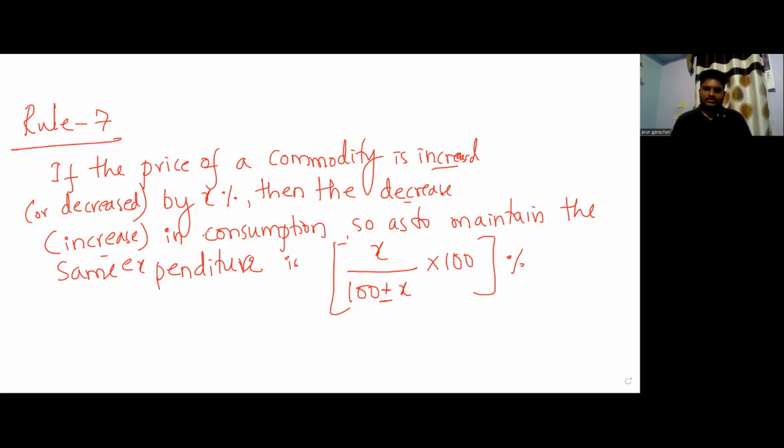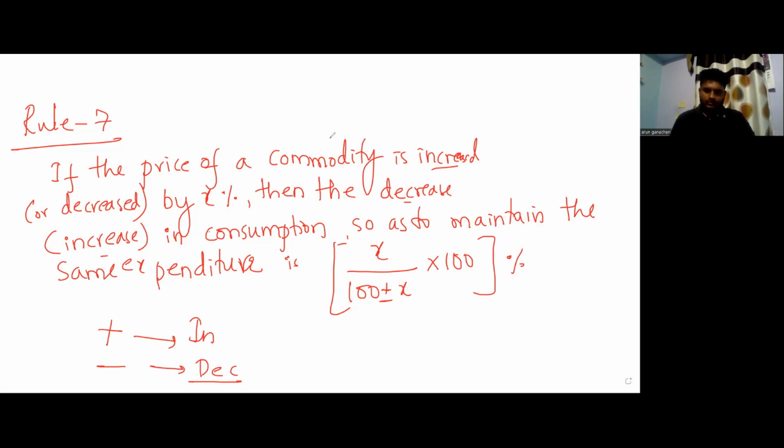Okay, I copied this question. If the price of a commodity is increased or decreased by X percentage, then the decrease or increase in consumption so as to maintain the same expenditure is X upon 100 plus or minus X into 100%. Now understand, we'll use plus when there is an increase and we'll use minus when there is a decrease.